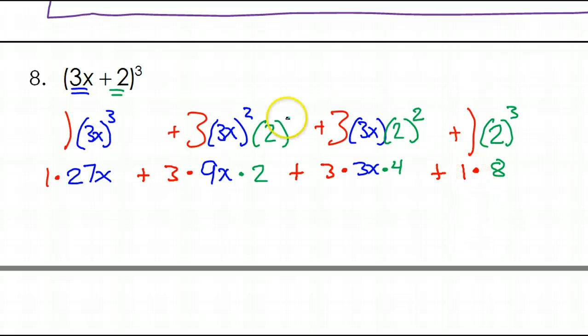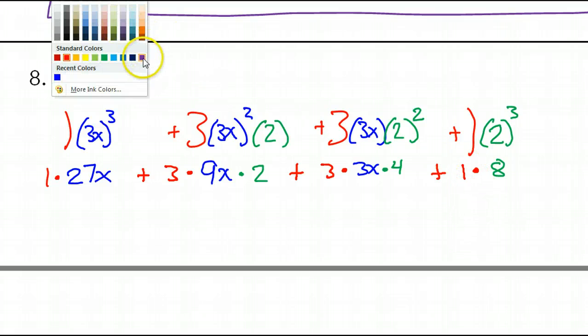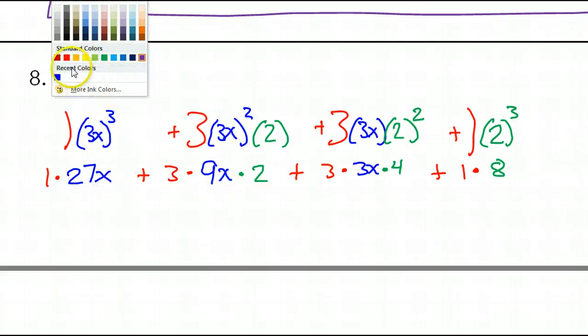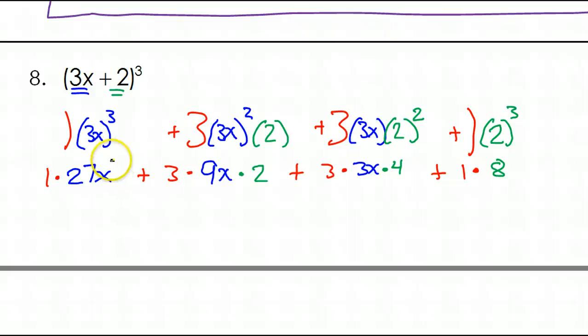So now I'm ready to write the final answer. Oh, wait, I forgot my x to the third. Why didn't you guys remind me? X to the third power. Don't just let me go on like that, feeling all silly.